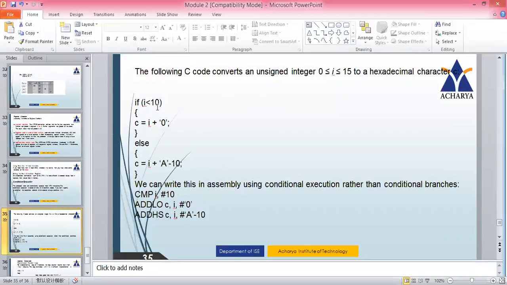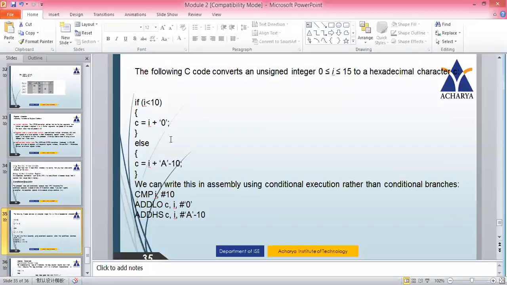If I is less than 10, then C equals I plus '0'. Let's take 0 only. So it is 0 plus the same 0. What will be substituted to C? It is the '0'. Whatever we are putting in quotes, it's the internal ASCII value that will be added to this. Suppose you take '0', the ASCII value of that is 30. Then 30 will be added with 0. What is C initialized with? 30, but actually it is '0'. Internally the ASCII value is 30.